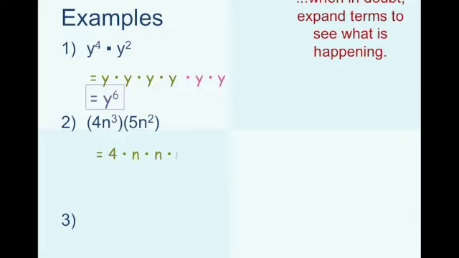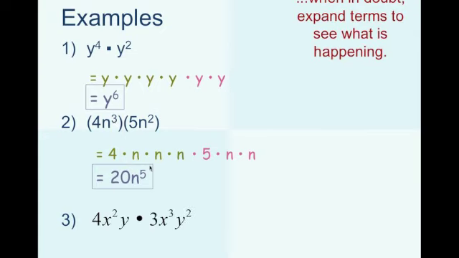In this example, I'm going to expand 4 times n to the third times 5 times n squared, and I'm going to get 20 times n to the fifth. I can have the same idea by multiplying my 4 and 5 and adding my exponents of 3 and 2.